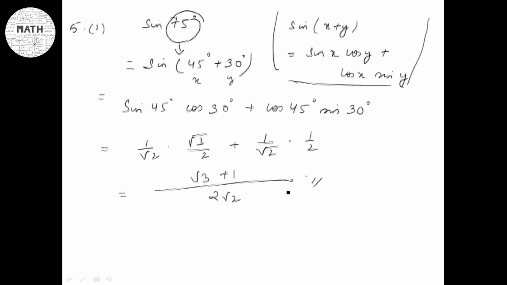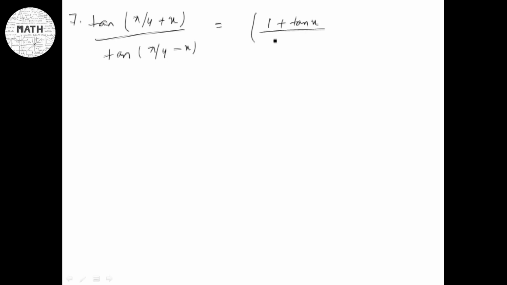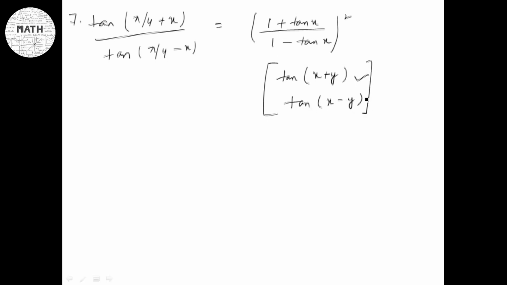In a similar manner, let me jump to question number 7. Question number 7 is given to be tan(pi by 4 plus x) divided by tan(pi by 4 minus x) is equal to ((1 plus tan x) divided by (1 minus tan x)) the whole square. So I have to prove the left hand side is equal to the right hand side. Before I begin with this one, I want you to be prepared with the formula for tan(x plus y) and similarly tan(x minus y). Be prepared with these two.